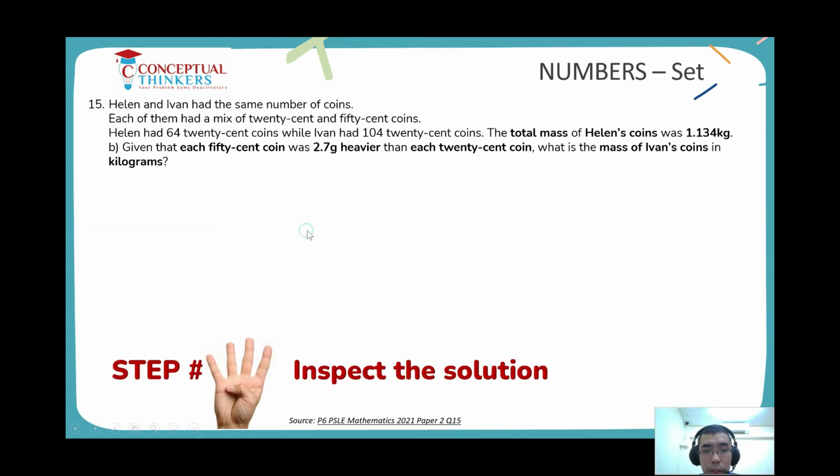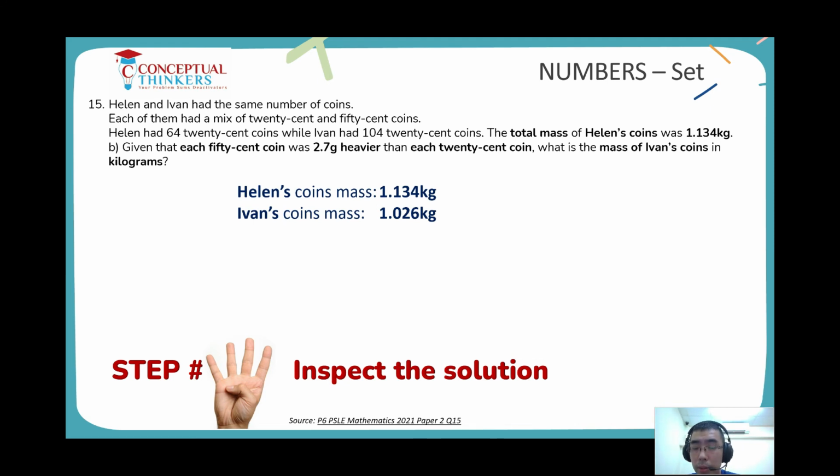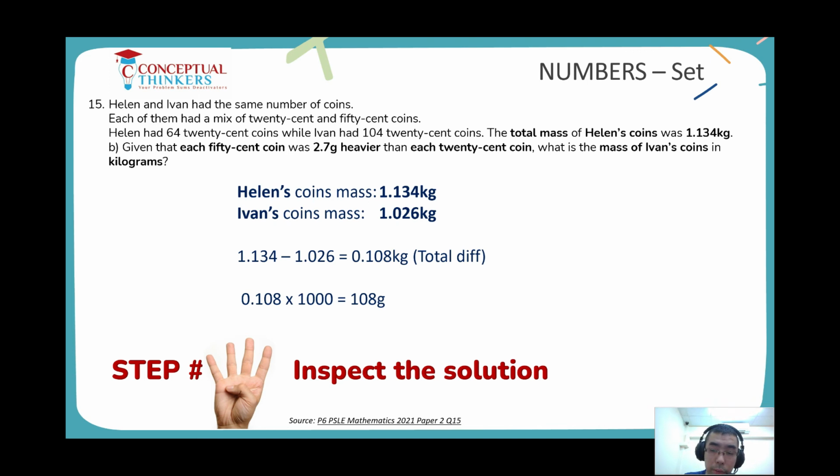Okay, next, let's inspect and check whether our solution makes sense or not. We know the mass of Helen's coins, which is 1.134 kilogram. This is given by the question. And Ivan's coins' mass is calculated by us, so we get 1.026 kilogram. If we take the difference between the total mass of Helen's coins and Ivan's coins, we will get 0.108 kg. We call it the total difference. And if we convert from kilogram to gram, we get 108 gram.